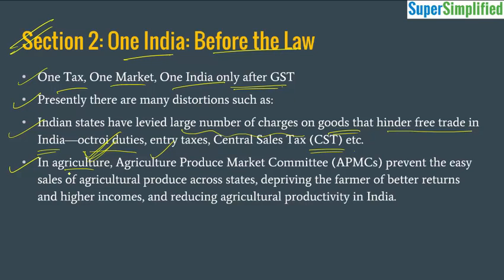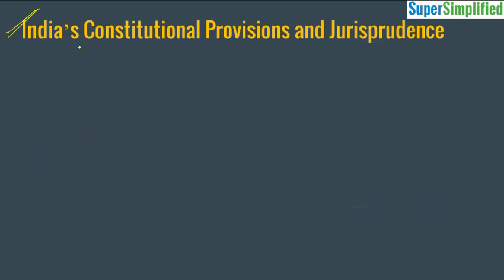And in the sector of agriculture also, if we see, then there are APMCs, Agriculture Produce Marketing Committees, which prevent the easy sales of agriculture produce across the states, and they deprive the farmer of better returns and higher incomes, and thus they reduce the agriculture productivity in India. So these are some of the anomalies present in the law today, right? So let's have a look at some of these provisions.